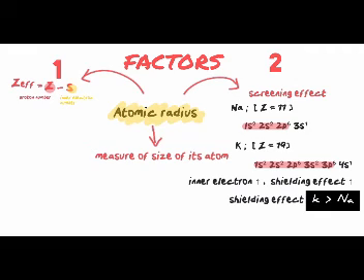The first example is Na, which has 11 proton numbers. The electronic configuration is 1s2, 2s2, 2p6 and 3s1. Its inner electrons are 1s2, 2s2, 2p6, as I have already highlighted.